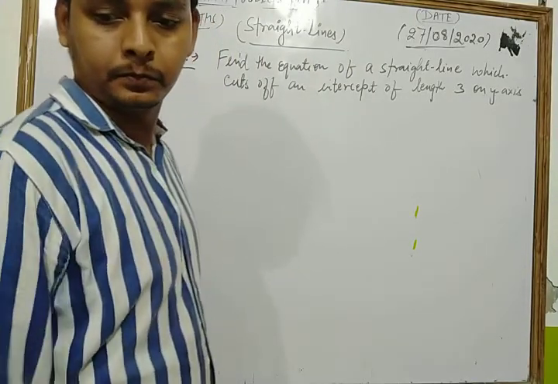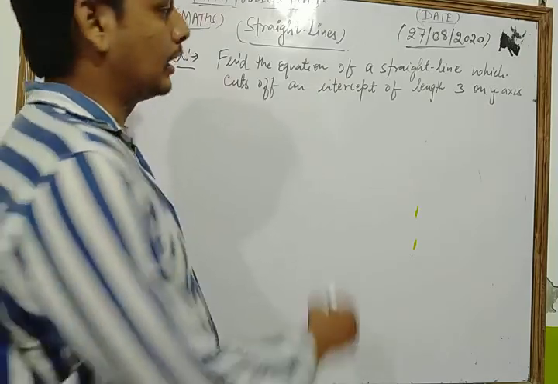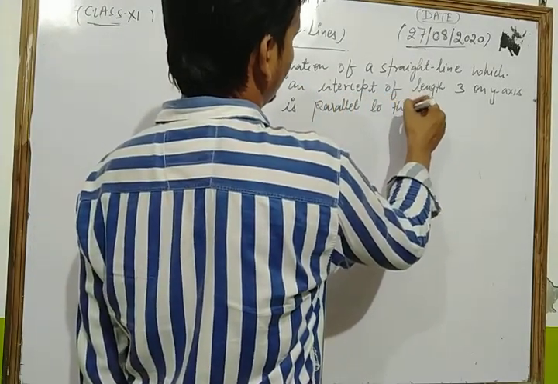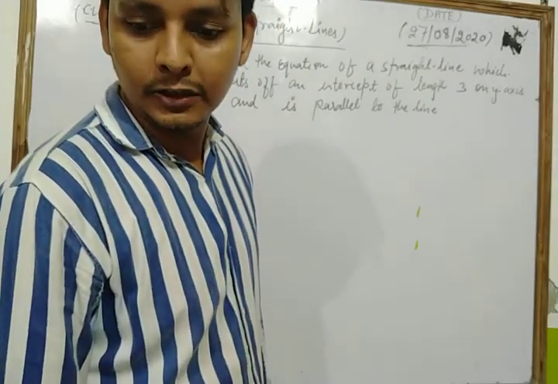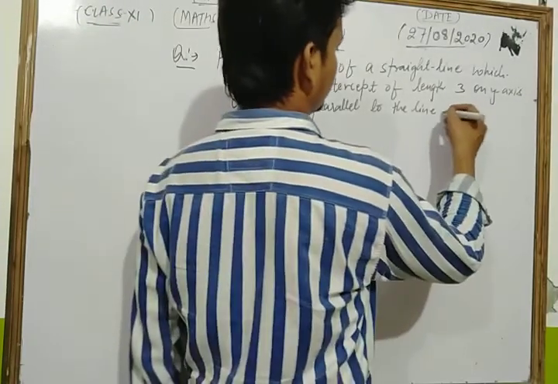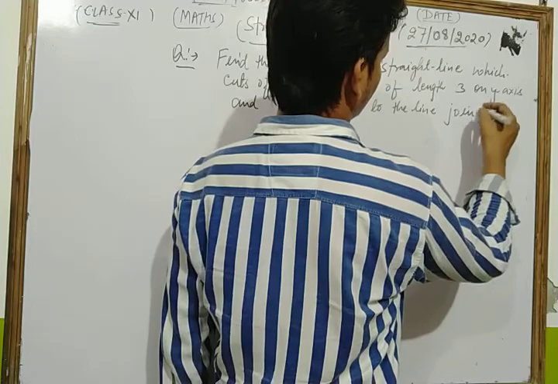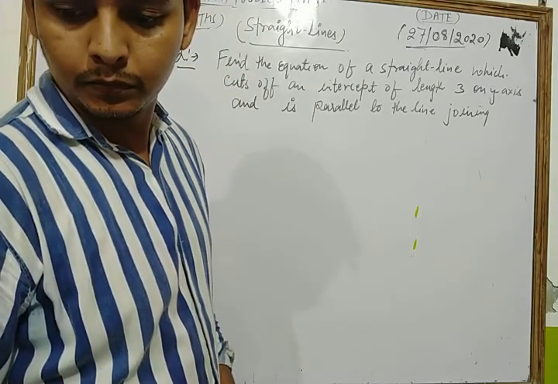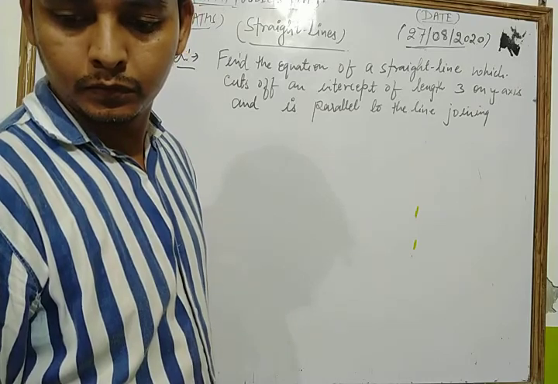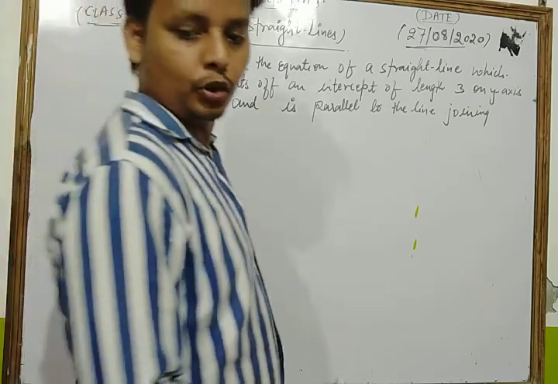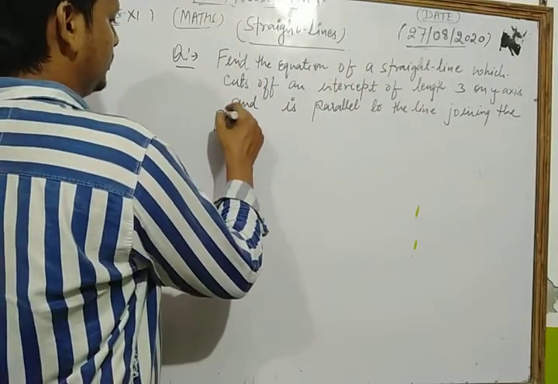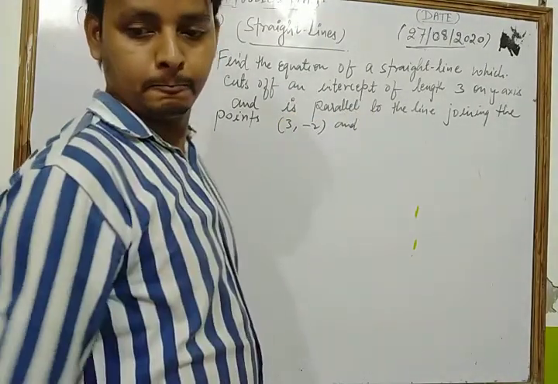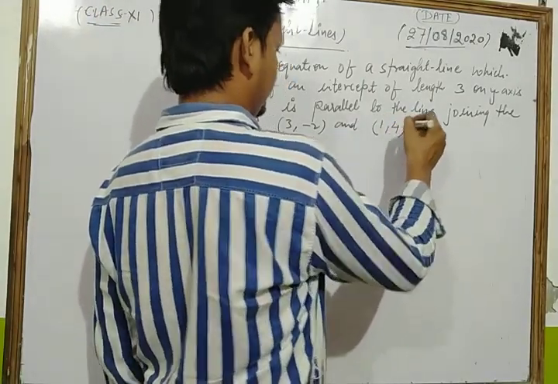and is parallel to the line joining the points (3, -2) and (1, 4). Let's see its solution, dear students.